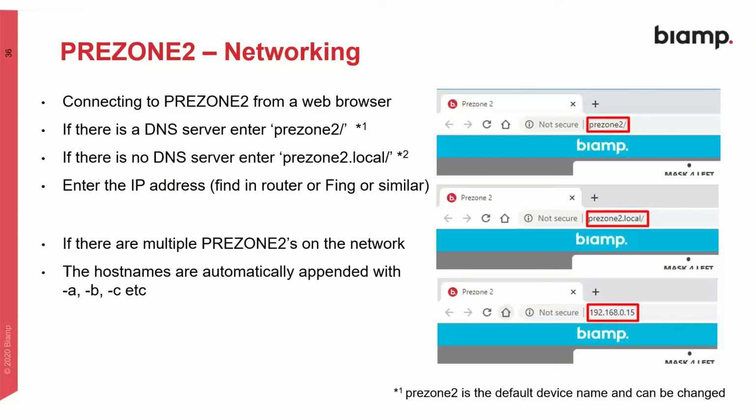Then we have the scenario where you have multiple PREZONE2s on the same network. Obviously, if you connect them both together, they become aware of each other's presence. So therefore, the host names are automatically appended with -A, -B, -C, and so on. So the first device will be PREZONE2-A, the second one will be PREZONE2-B, and so on. So it automatically adds those when it finds a conflict of the host name. But if you want to, you could easily go into the settings and change the host name to be something different so that it's easier for you to identify, for example, the location of the device.